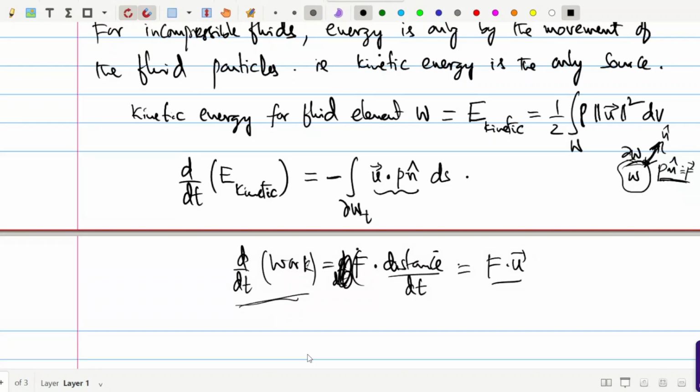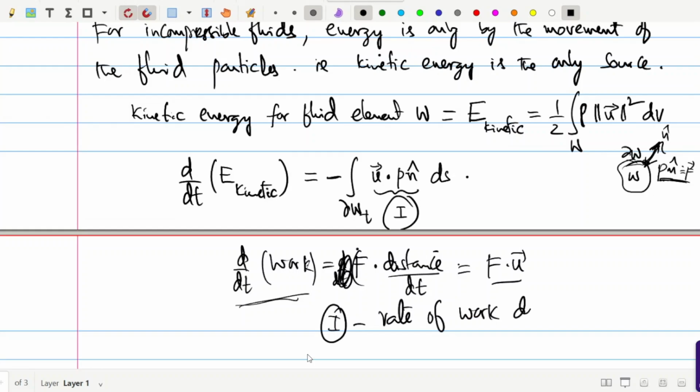So I'll just write this. This is nothing but this first one: rate of work done by the surface forces. What are the surface forces that we have? That's pressure. Surface forces means basically surface normal stresses, which are only pressure for ideal fluids. That is one. What are the other sources that are possible? By gravity, for example, an external force.